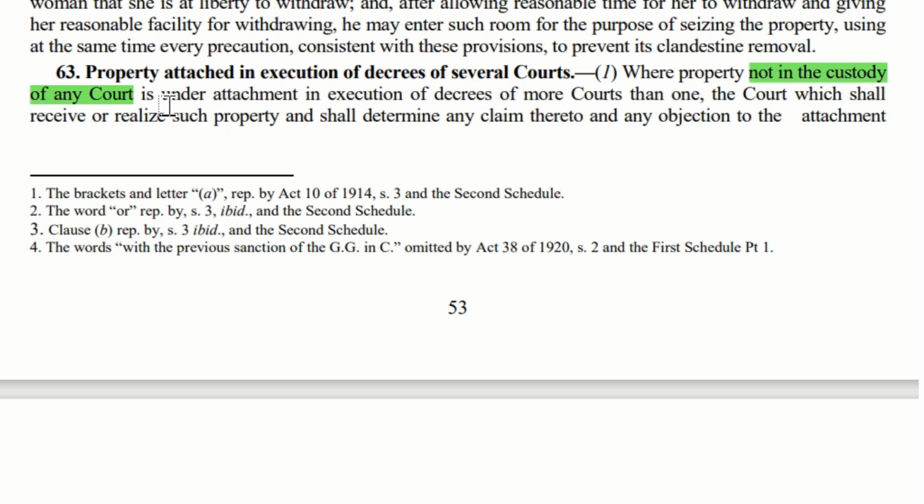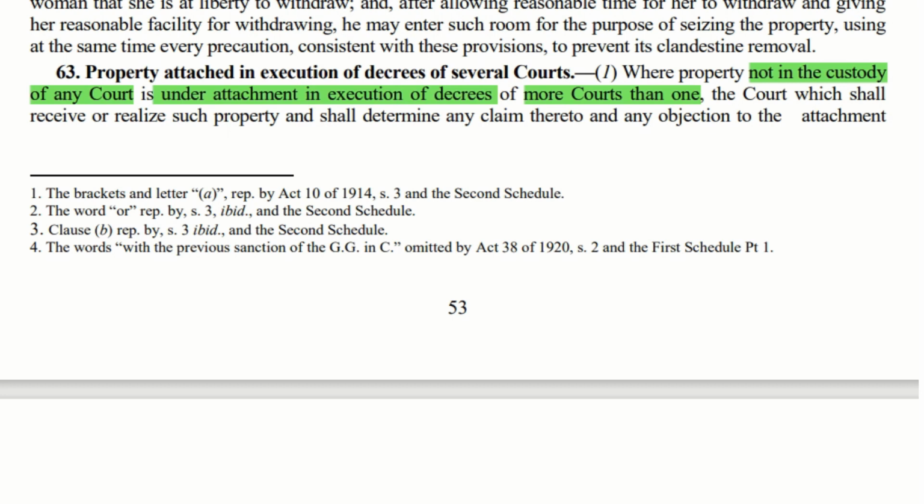The next important point is that property should be under attachment in execution of decrees. This is the second point. And the third point is that the property should be in attachment in more courts than one. If it is only in one court, then there is no confusion. If it is under attachment in more than one court, there comes the confusion. Then which court will have the power?